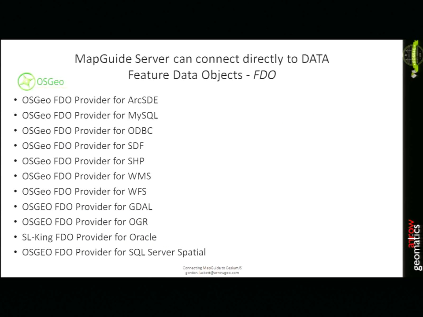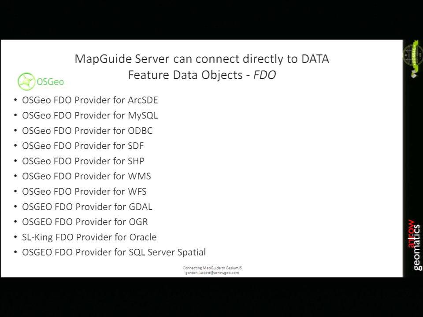And then once you install it, you can connect to all sorts of data using these FDO feature data objects providers. It's another project that MapGuide uses to talk to data. It can connect directly to ArcSDE, MySQL, ODBC, SDF, shapes, WFS, anything by GDAL or OGR, Oracle Spatial, SQL Server Spatial, and so on. If you have any of these data sources, you can connect to it live, no translation, no ETL, nothing. You just read it live.